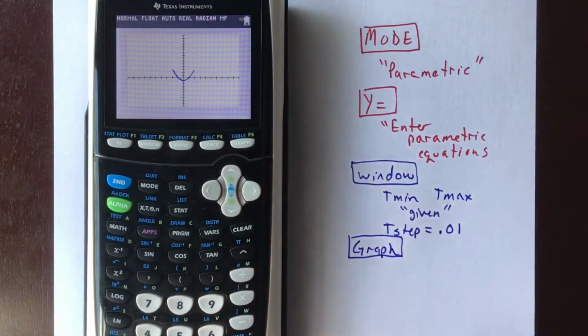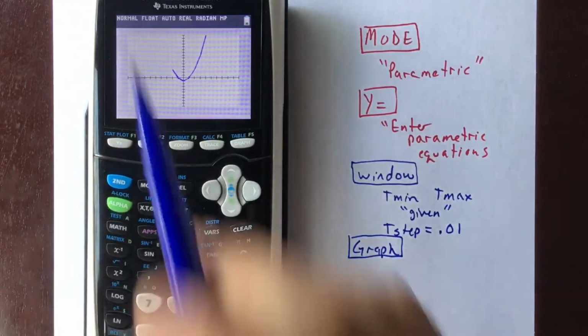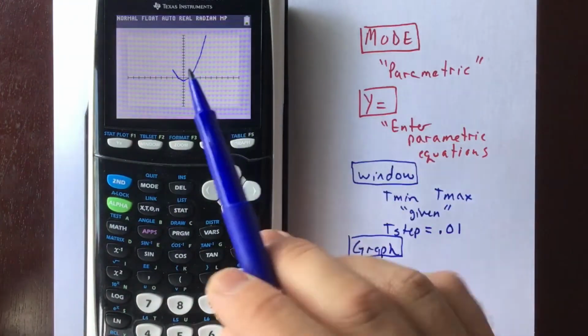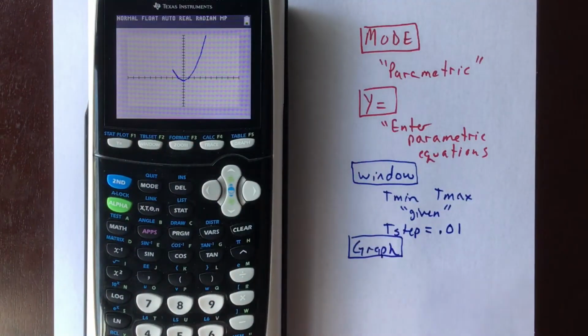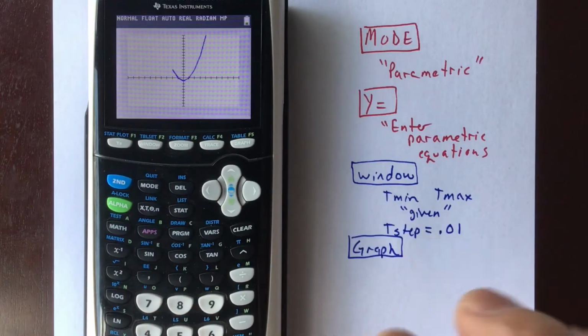Okay, so we hit graph, and there we go. So you notice the motion was very quick when it did it, but notice how it's kind of like broken into little segments. That's because of our t step. The t step was 1, so it's just very short segments.